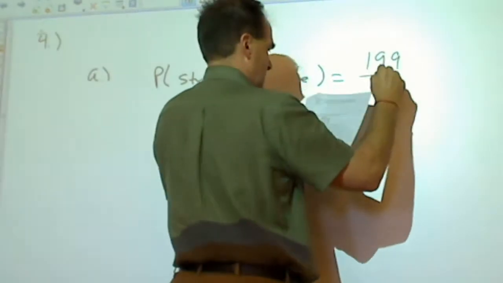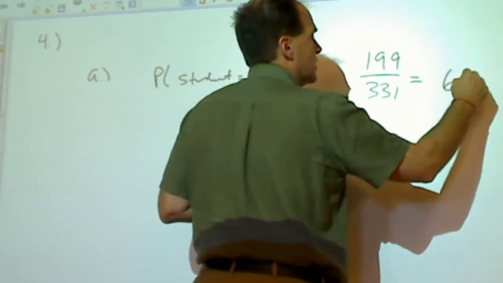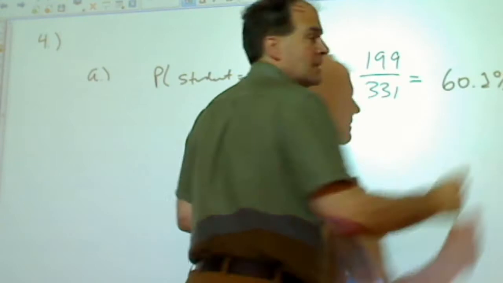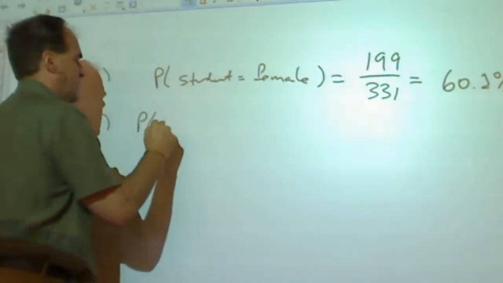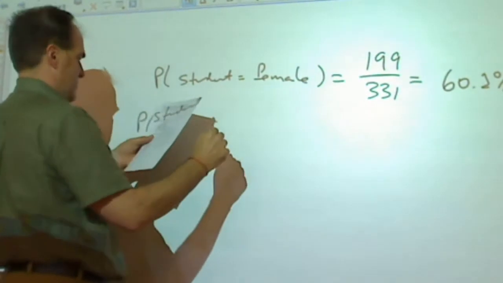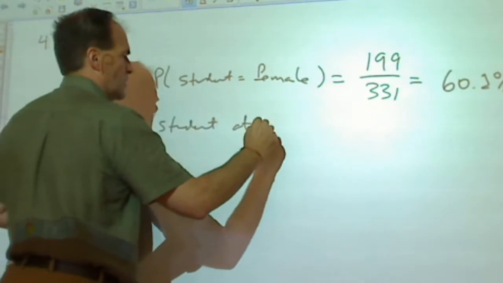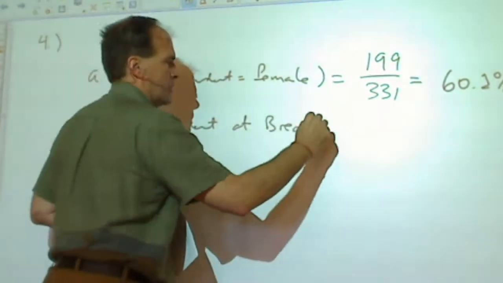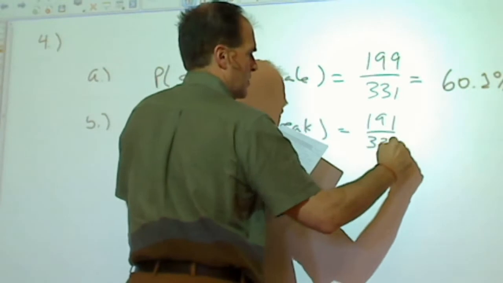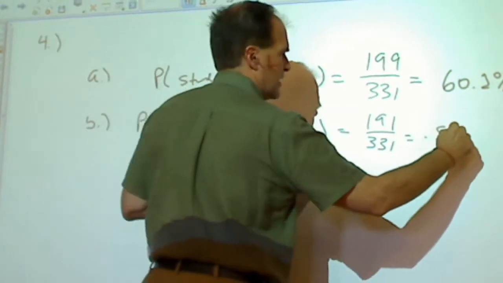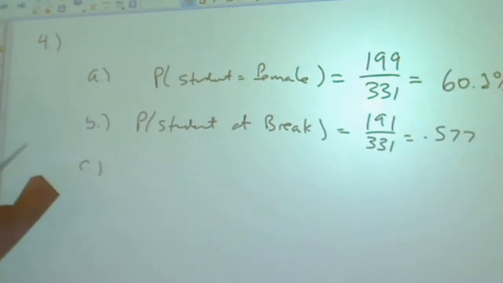Everybody good with that? These first couple questions are going to actually look like chapter 3 questions, but we did kind of do them again. B, what's the probability the student ate breakfast? 191, 331, so 0.577 or 57.7%.